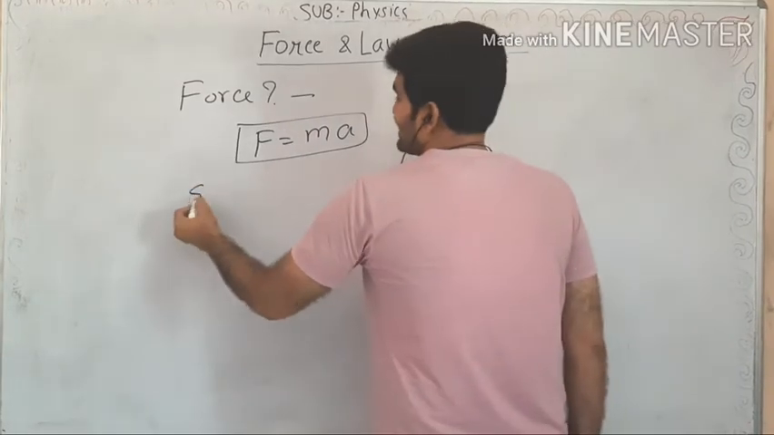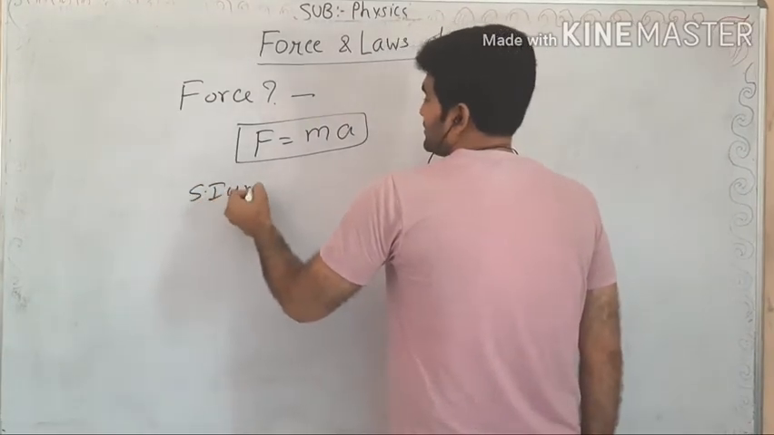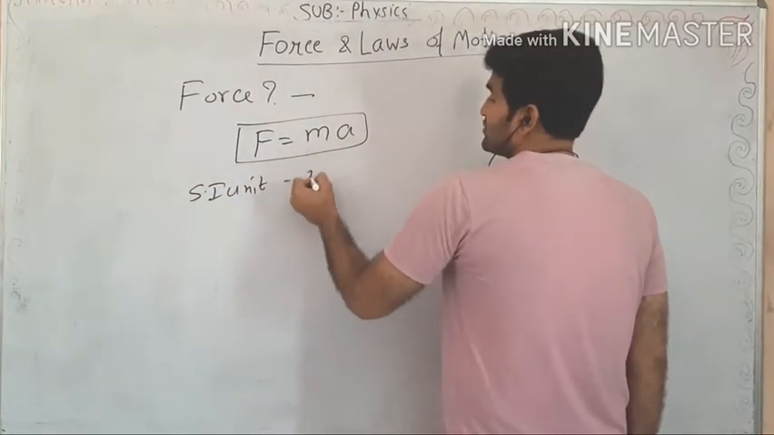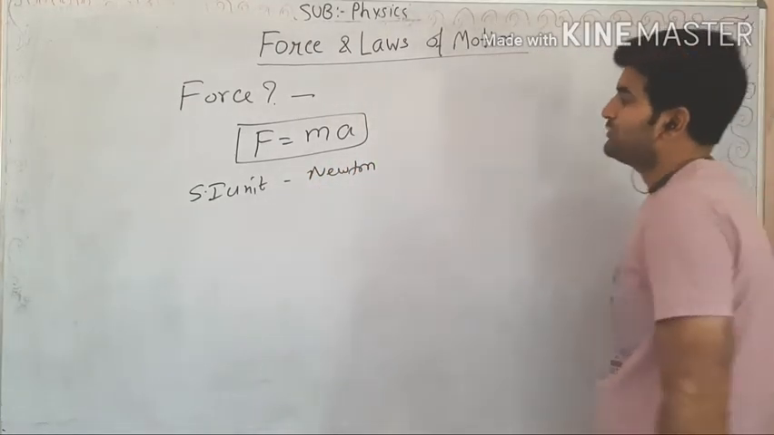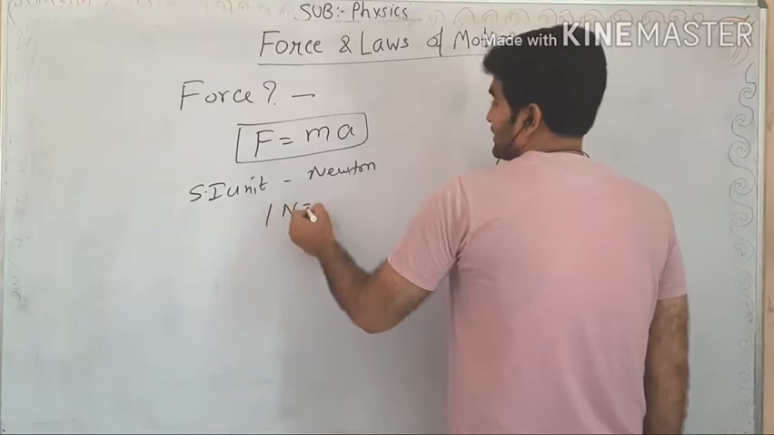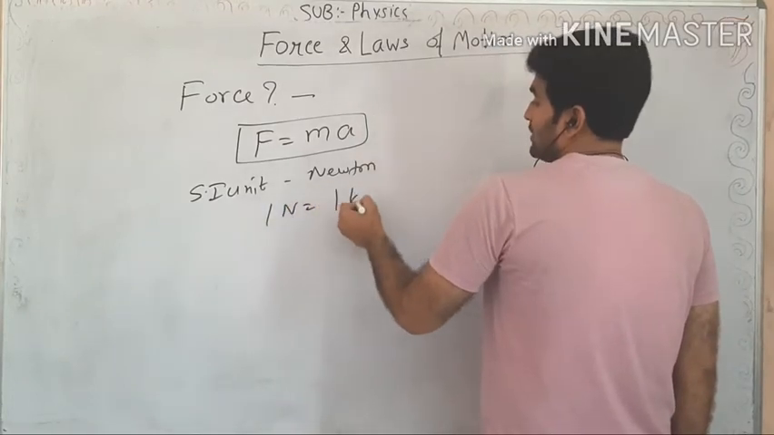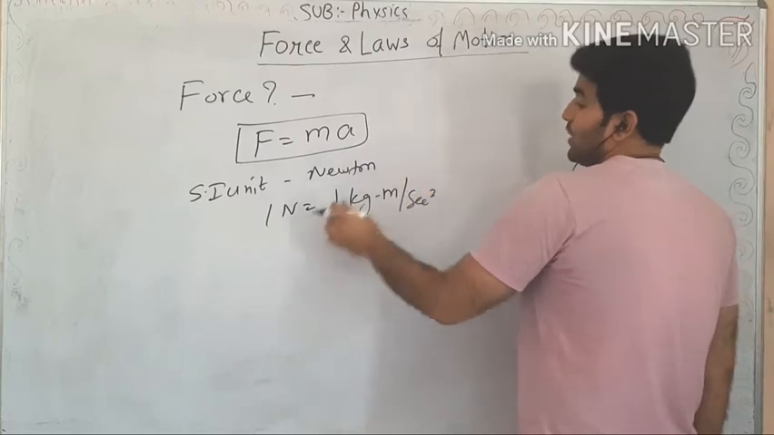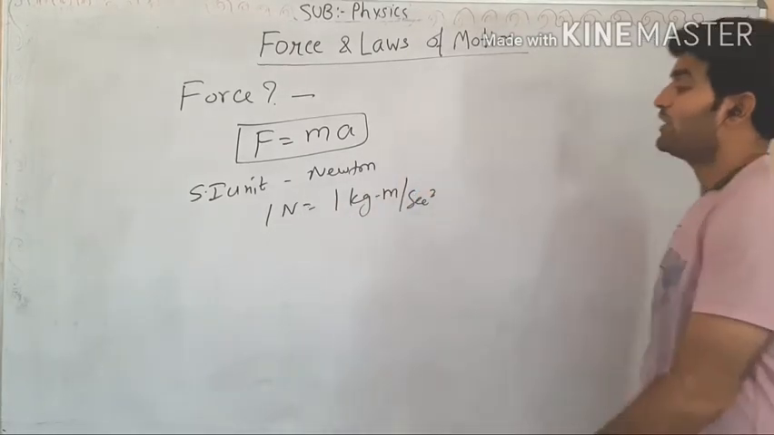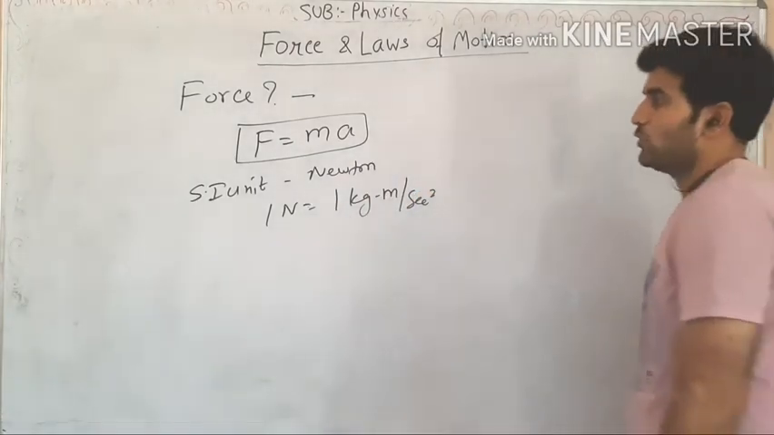When we talk about the SI unit, the SI unit of force is Newton. Newton is the SI unit, and Newton can be elaborated as 1 kilogram meter per second square. 1 Newton equals 1 kilogram meter per second square.